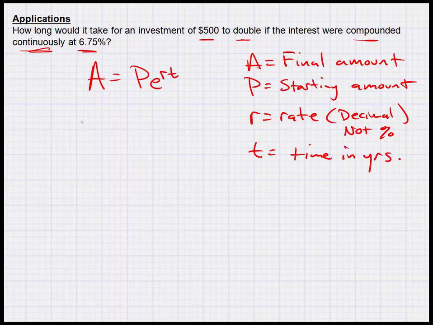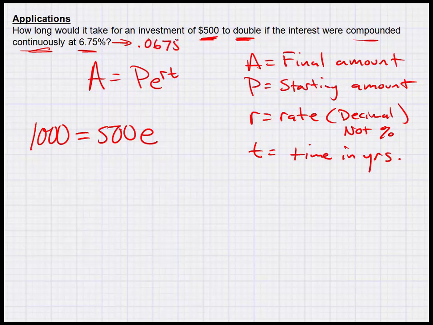So I want to start with 500. I want it to double. So I want to end with 1,000. So A is 1,000. P is 500. E is just E. It's a number, right? That's not a variable. R is my rate. So if I turn this into a decimal, it's going to be 0.0675. You just move it 2 decimal places to get rid of the percent. And then I have T, which is what I'm looking for. How long will it take? Time. So I need to solve for T.